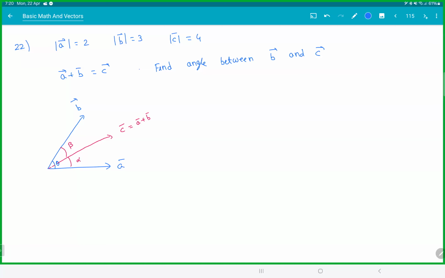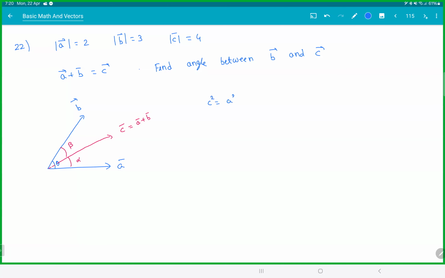Tan inverse root 15 by 7. I don't remember the answer. We'll see. It may be, but I don't know. First, let's find theta. Without that, you can't solve anyway.